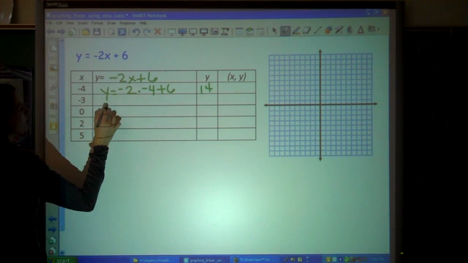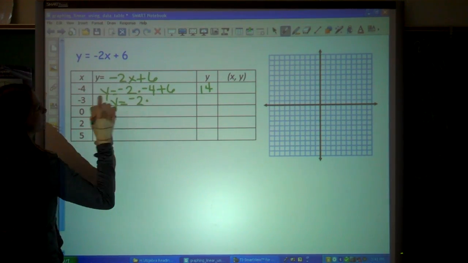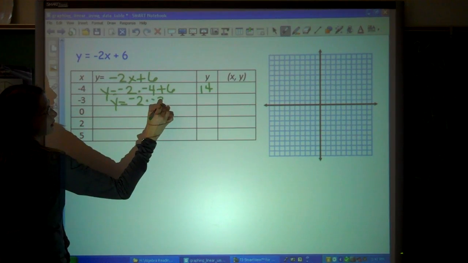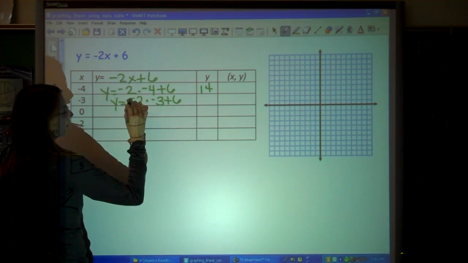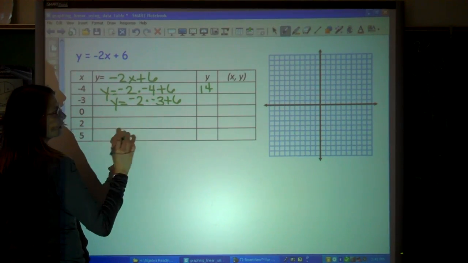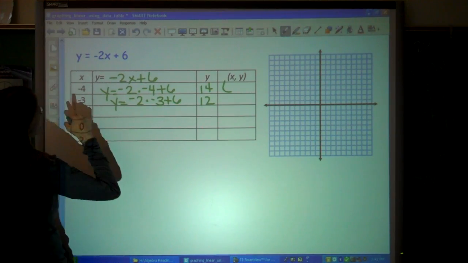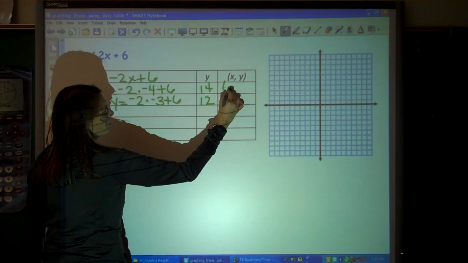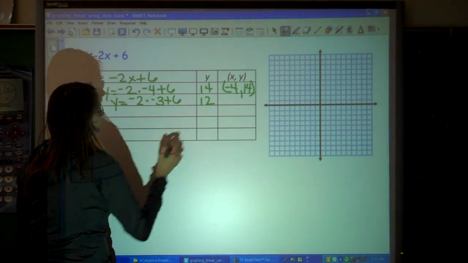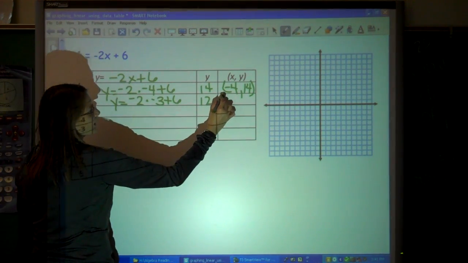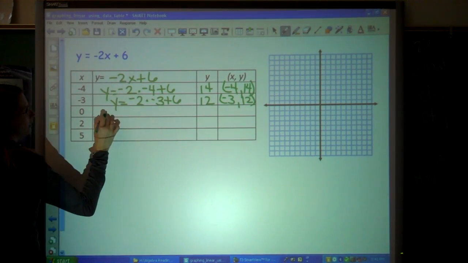And then for my next one, y equals negative 2 times x, this time a negative 3, plus 6. And that will give me, stick it in my calculator, negative 2 times negative 3 is positive 6, plus 6 is 12. And I forgot to write this ordered pair down. When x is negative 4, y is 14. And for this one, when x is negative 3, y is 12.